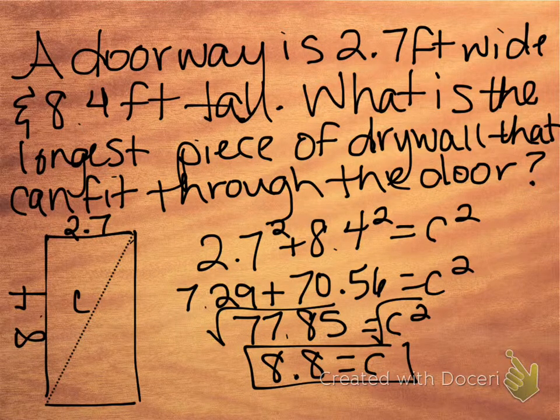So we take 2.7 squared plus 8.4 squared equals our hypotenuse squared, because that's where we're going to be able to put it at a diagonal to put it in the door, which is C squared. So 7.29 is what 2.7 squared is, and 8.4 squared is 70.56. If we add those together, we get 77.85 equals C squared. And again, we don't want C squared, we want C. So we take the square root. So the square root of 77.85 is approximately 8.8. Now, we would need to label this with feet because the problem that we were given was labeled in feet.